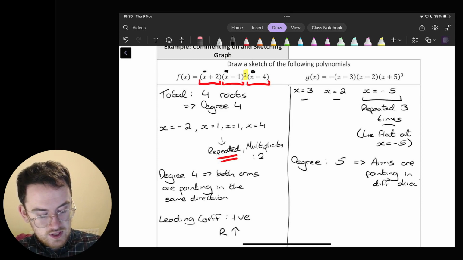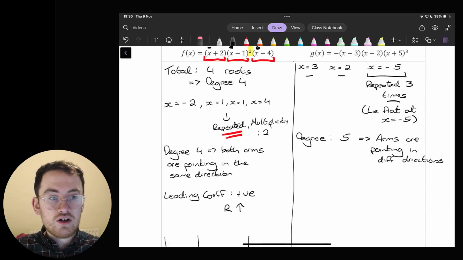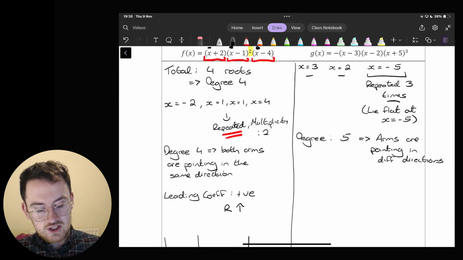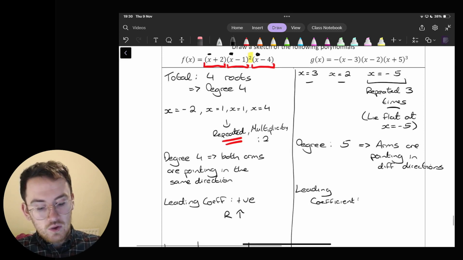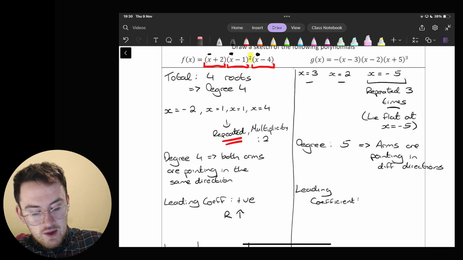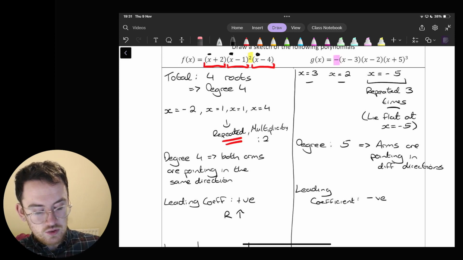So because they have a degree of 5, which is odd, that means the arms are pointing in different directions. I need to look at my leading coefficient, and I can see with this question, we can have what I was talking about in the previous one. We're starting with a minus in front here, which means that my leading coefficient is going to be negative.